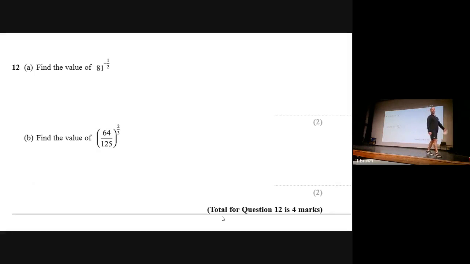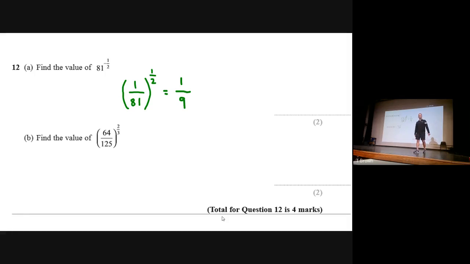Okay, so the first one is we've got 81 to the power of a negative half. To do that, this is a reciprocal. So what we do is we put it 1 over 81 because it's negative a half. So always put it to then positive a half. Now the half means square root the top number and square root the bottom number. So the square root of 1 is 1, and the square root of 81 is 9. So that's your answer, 1 over 9.